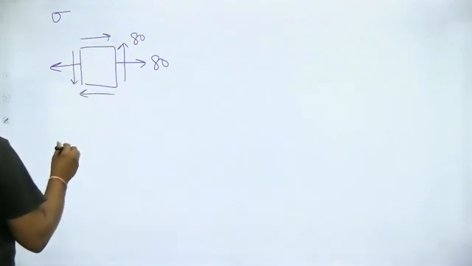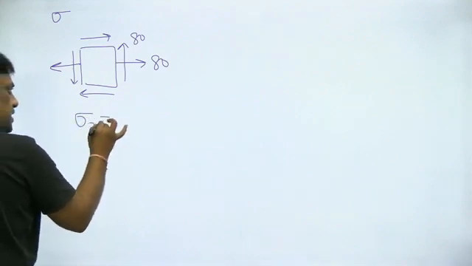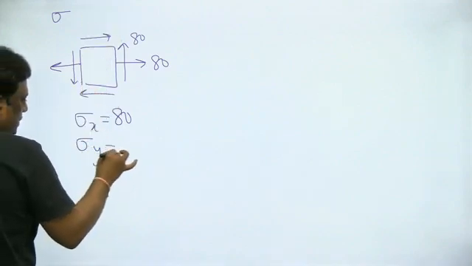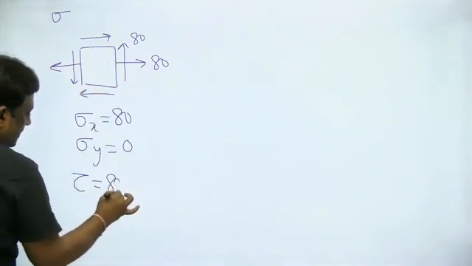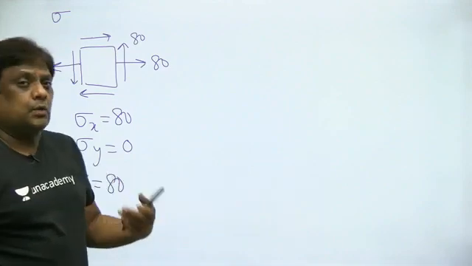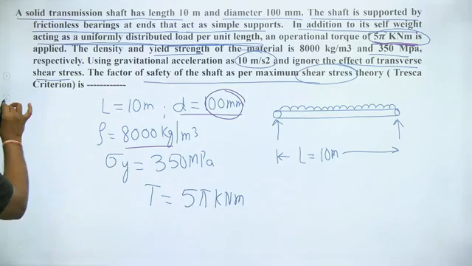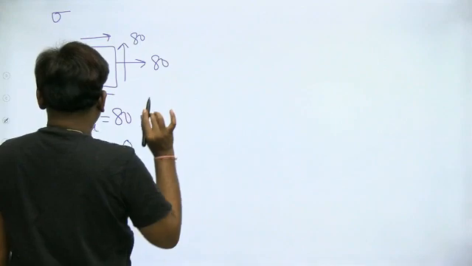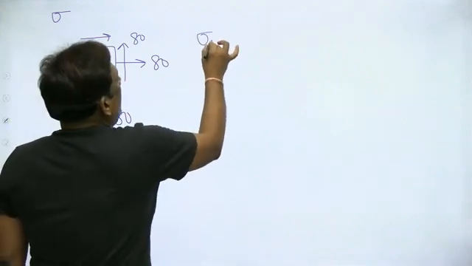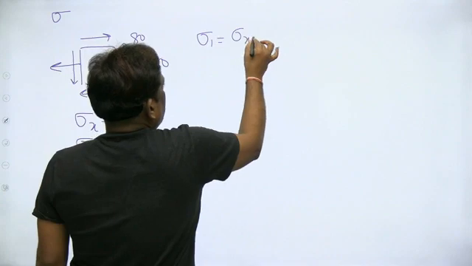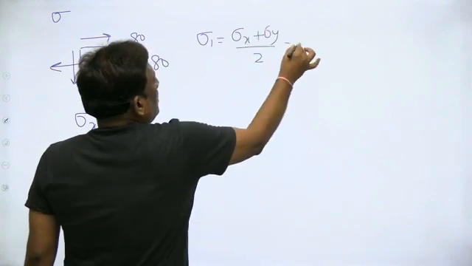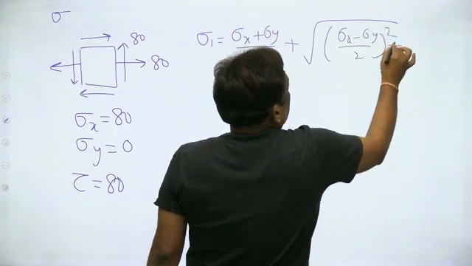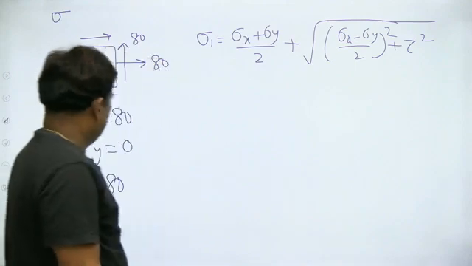Okay, fine. So therefore, sigma x is equal to 80, the bending stress. Sigma y, there is no sigma y, 0, and tau is given as 80. He is asking us to calculate according to Tresca theory, if I am not wrong. Okay, let's calculate the maximum shear stress. Sigma 1 is equal to sigma x plus sigma y by 2 plus under root of (sigma x minus sigma y by 2) whole square plus tau square.